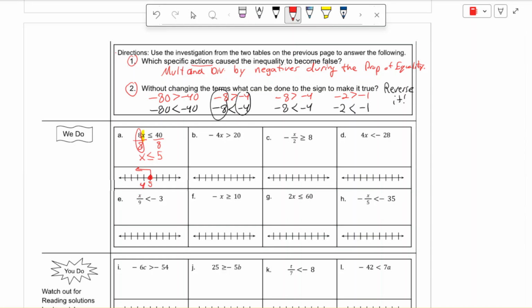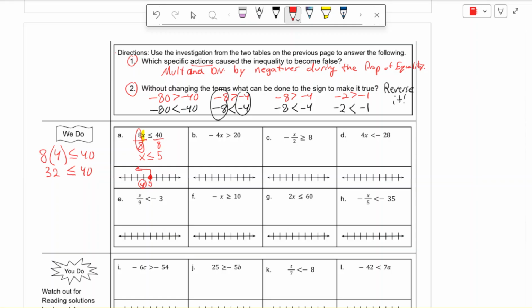Okay, so we're going to go up here to the problem. 8 parentheses for the x is less than or equal to 40. What do we put in there? Well, we're claiming that 4 will work because it's under the arrow. And what is 8 times 4? 32. Is 32 less than or equal to 40? It sure is. So we know we have the right solution and our sign is facing the correct way.